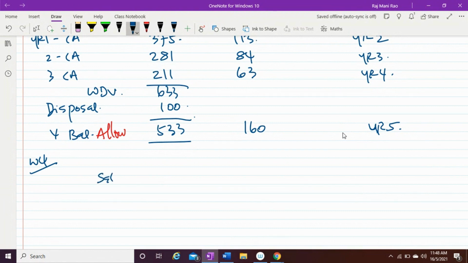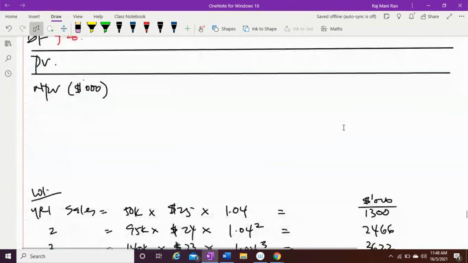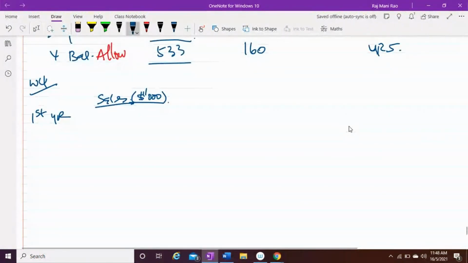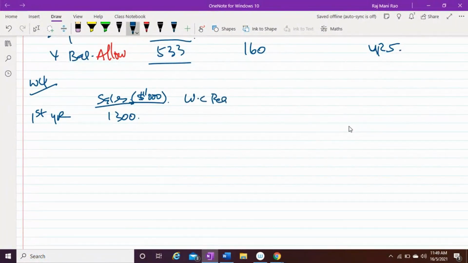So if you look at your sales for the first year, how much is your sales for the first year? We calculated earlier, 1300. Working capital required. How much working capital required? 10% working capital required. So 130.